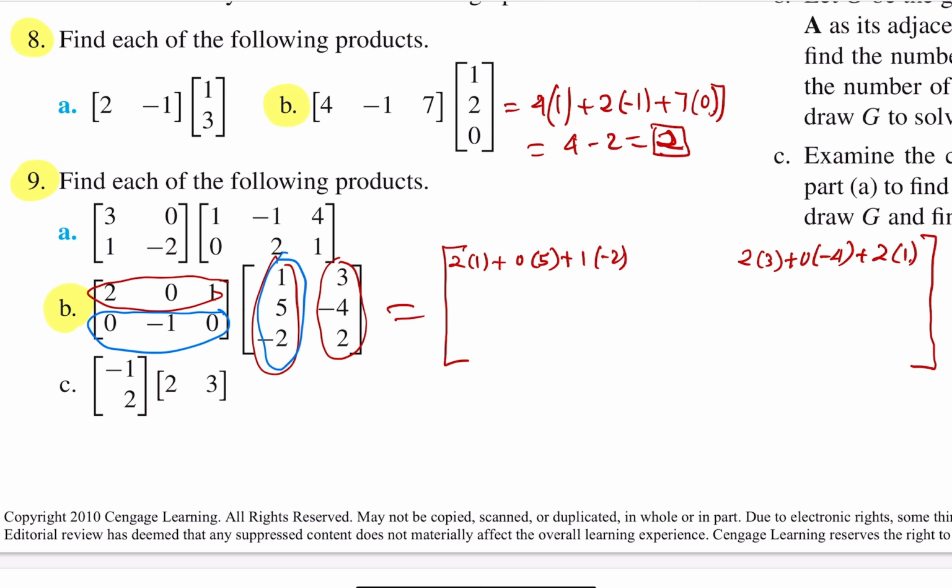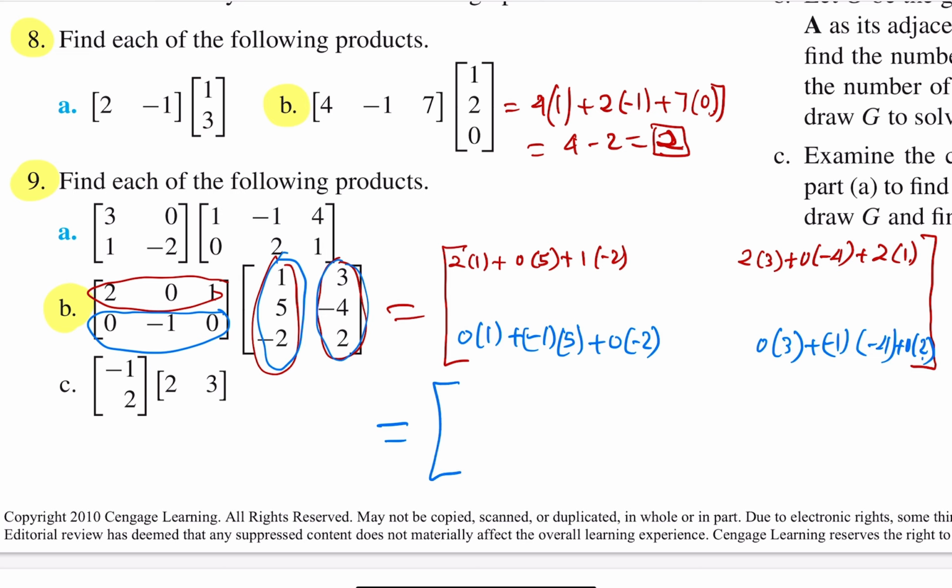You will have 0 times 1 plus -1 times 5 plus 0 times -2. And you take this one times this one, you have 0 times 3 plus -1 times -4 plus 0 times 2. Okay, here you will have a matrix.